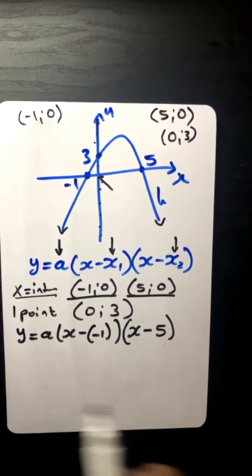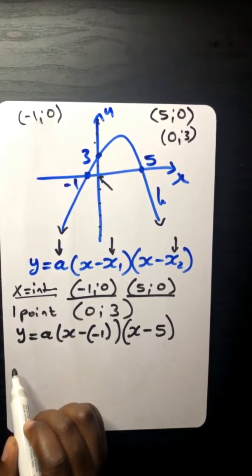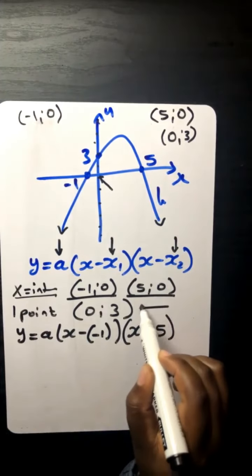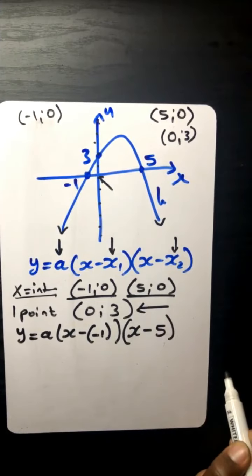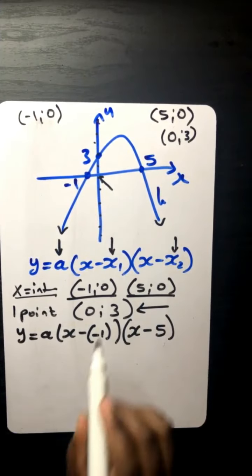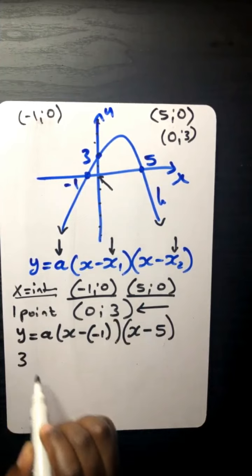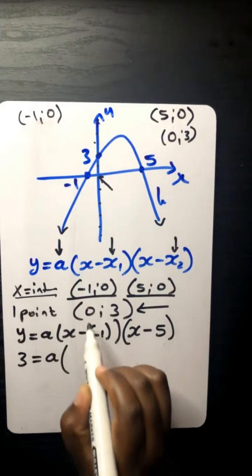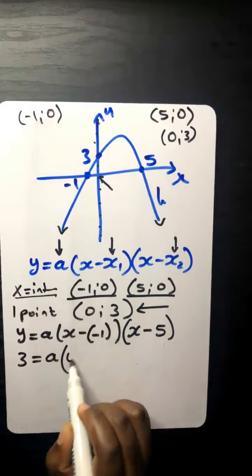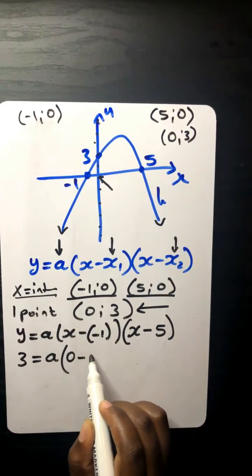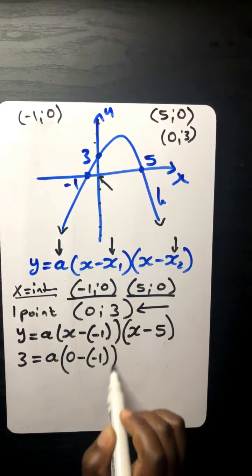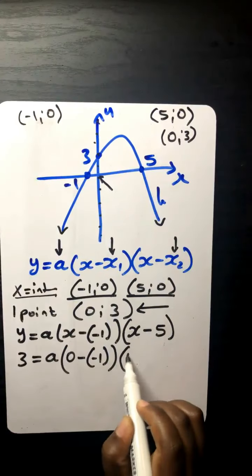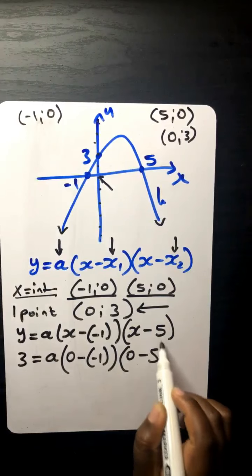Now let's substitute that 1 point. What is y? y is 3. So I put 3 there, equal to a into x, and x is 0. You put 0 there, minus into -1, close the bracket. Then what is x? x is 0, minus 5.